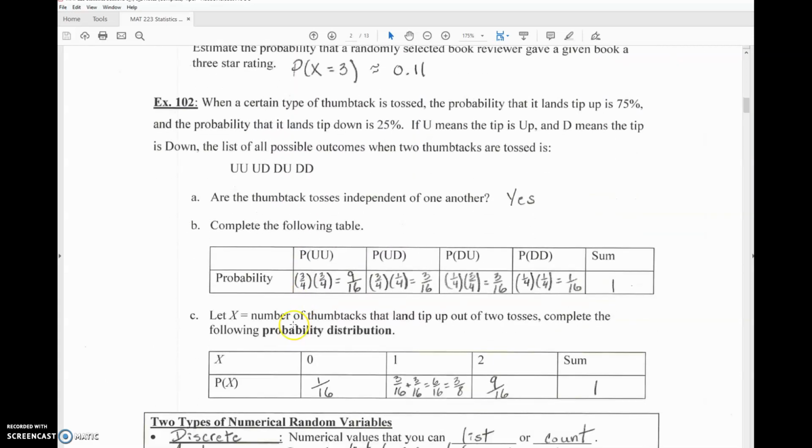So this next problem actually comes straight out of your homework. We've had so much trouble with it in semesters past that I decided to add it to the notes. So let's talk about this problem, example 102.